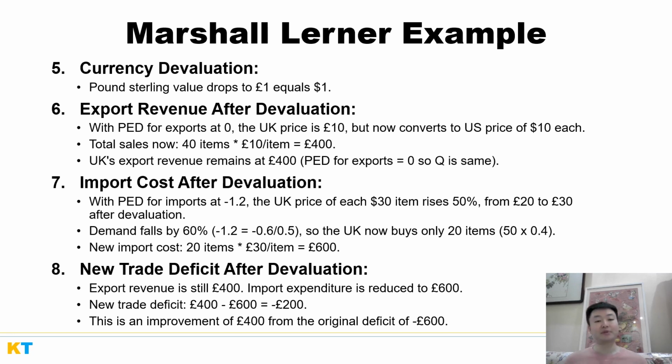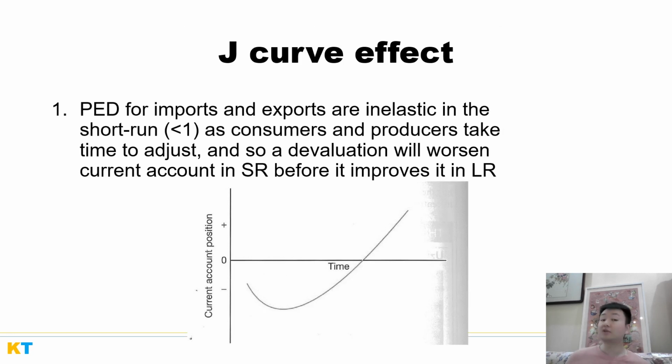So this is an example of how if we add together the price elasticity of imports and exports and we get a number bigger than 1, in this case it's 1.2 because we ignore the negative sign, then a currency devaluation actually improves the current account. Keeping that in mind, there's a J-curve effect. And so the J-curve effect says the PED for imports and exports are inelastic in the short run because consumers and producers take time to adjust. And so a devaluation will worsen the current account in the short run before it improves in the long run.